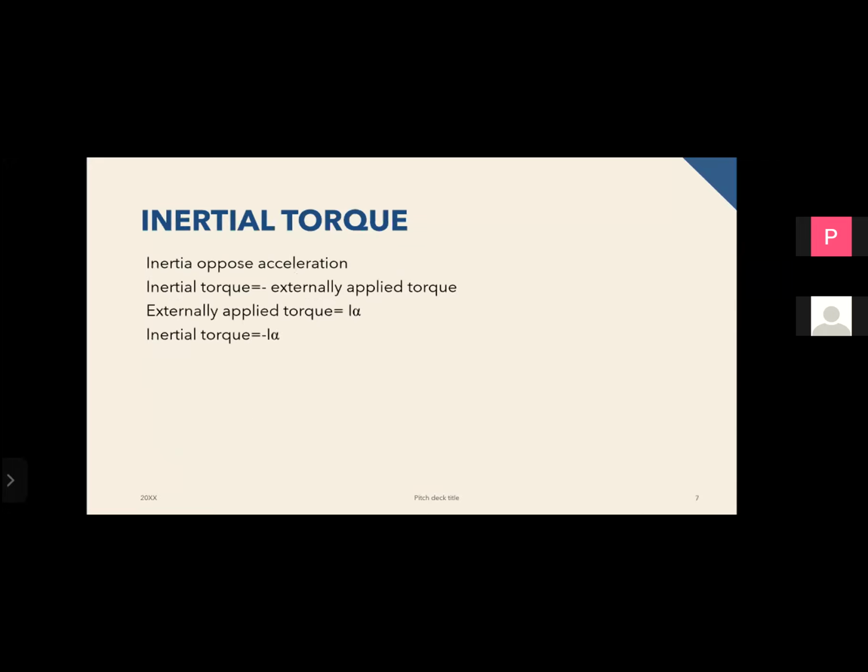Here T is torque and I is the moment of inertia and alpha is the angular acceleration. So, like inertia opposes the acceleration, inertial torque is opposite to the externally applied torque, but magnitude is same, but it acts in the opposite direction. We already know that externally applied torque is equal to I alpha. Therefore, inertial torque is equal to minus I alpha. Negative sign indicates the opposite in direction.